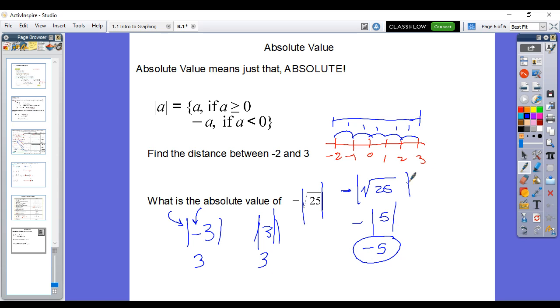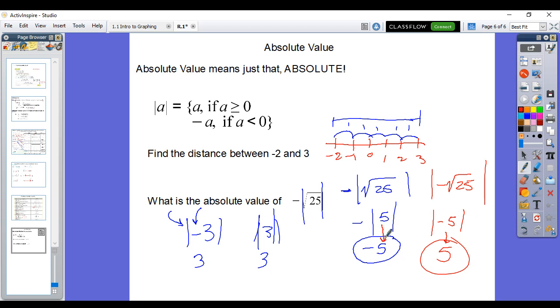So understand this negative absolute value of radical 25 is a different answer than this right here. That's a completely different answer. Let's look at that. Inside out, we take care of this. What's the square root of 25? It is 5. And then what's the absolute value of negative 5? It is 5. Again, anytime you do the absolute value of any number between those two bars, it becomes a positive answer ultimately.